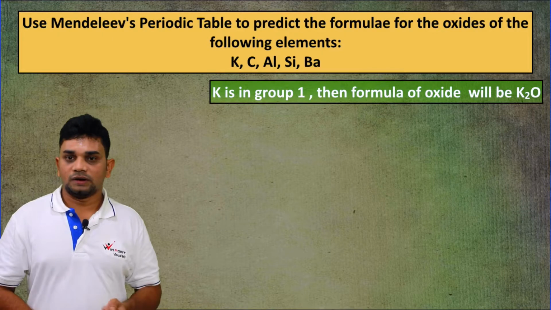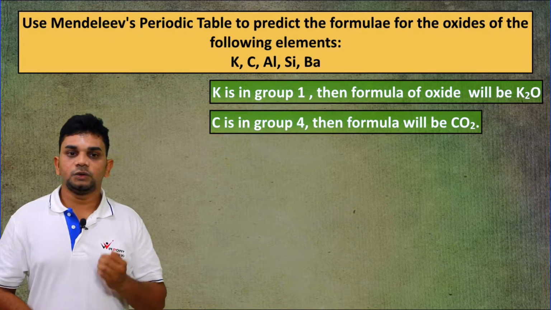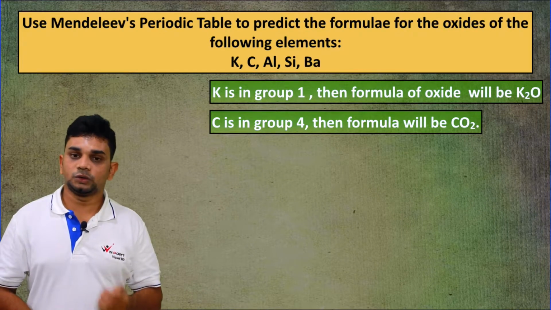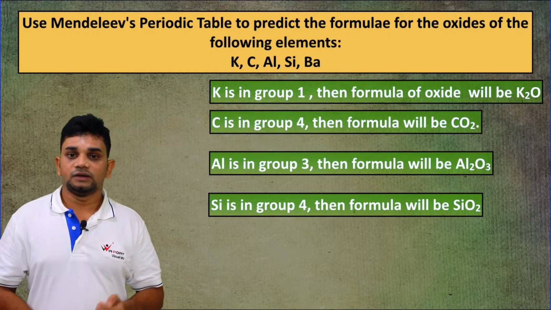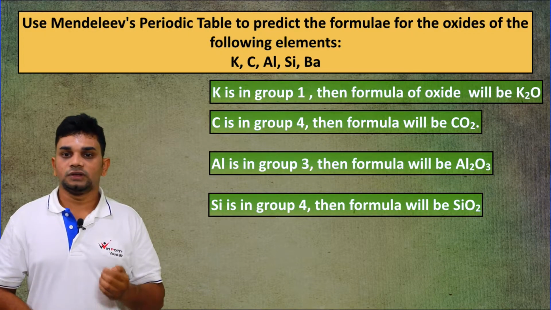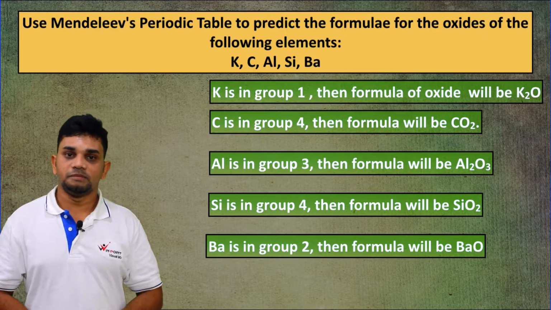Potassium is in group 1, then formula of oxide will be K2O. Carbon is in group 4, then formula will be CO2. Aluminium is in group 3, then formula will be Al2O3. Si is in group 4, then formula will be SiO2. Ba is in group 2, then formula will be BaO.